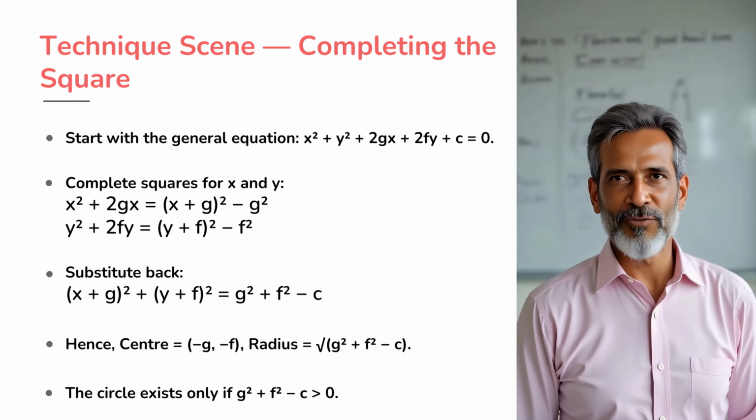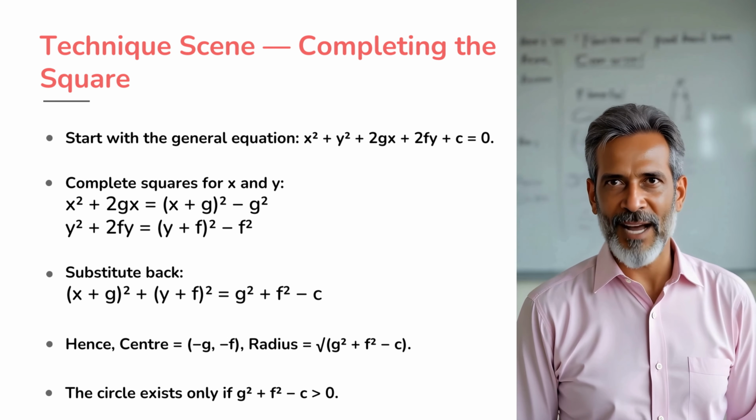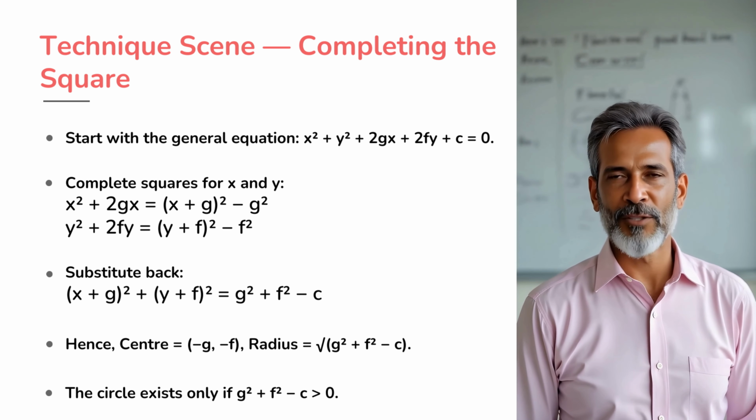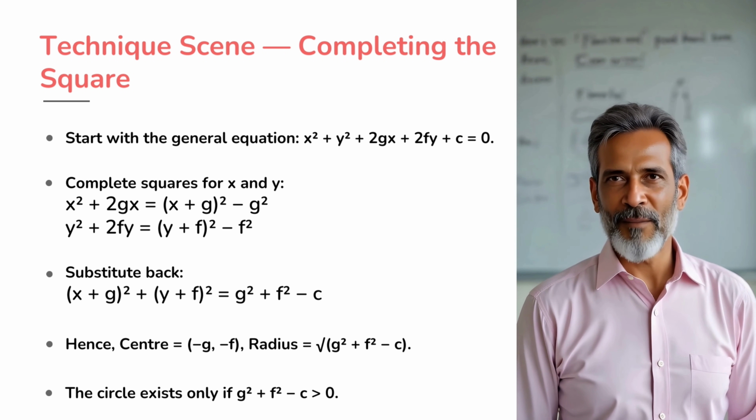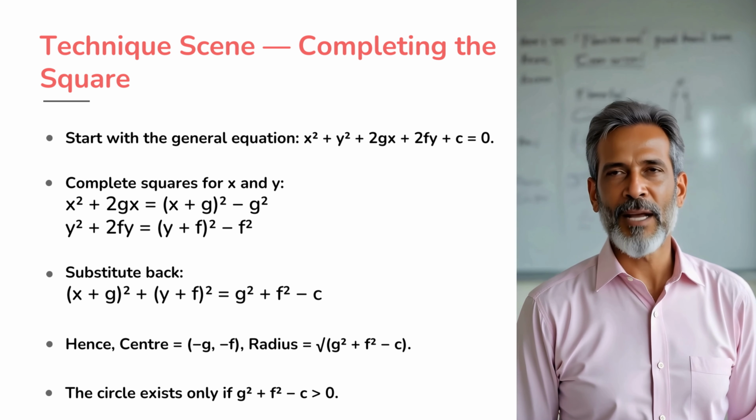Let's now learn how to find the center and radius of a circle when the equation isn't given in standard form. Suppose you're given this equation: x² + y² + 2gx + 2fy + c = 0. Looks a bit messy, right? But don't worry, we can clean it up easily using the classic trick, completing the square.